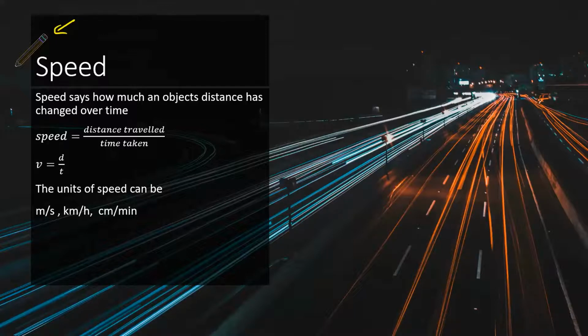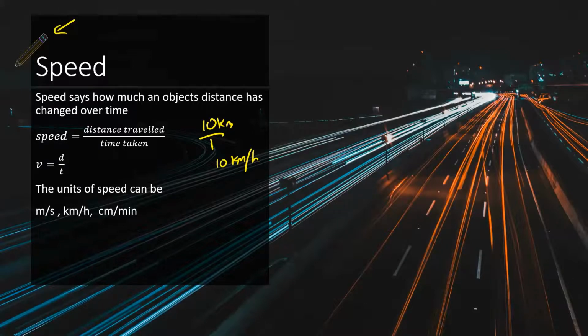Okay, so what can I tell you about speed? Speed says how much an object's distance has changed over time. When you break speed down, it's distance traveled over time taken. If you go 10 kilometers in 1 hour, that means you're traveling at 10 kilometers per hour. That's just another way of writing it down.